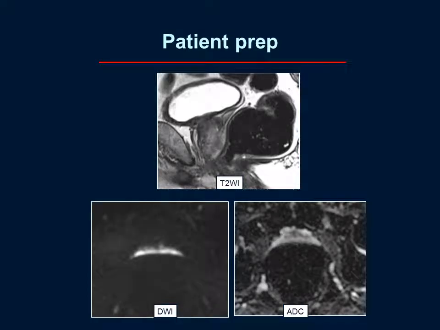Here we see a sagittal T2-weighted image in a patient with a very distended rectum, and when we look at the diffusion-weighted image and ADC map, we see that artifact from this distension essentially compresses the prostate, has led to this band of artifactual increased signal, and really made it not possible to give a reliable interpretation with diffusion.